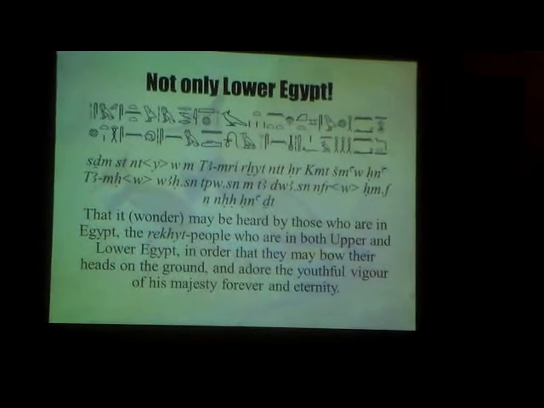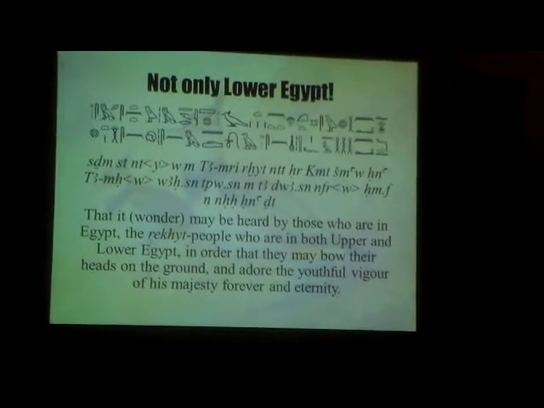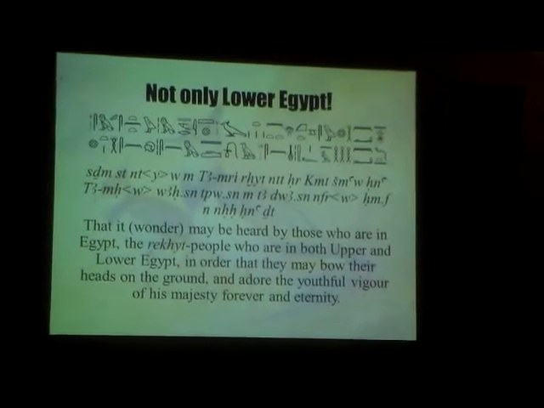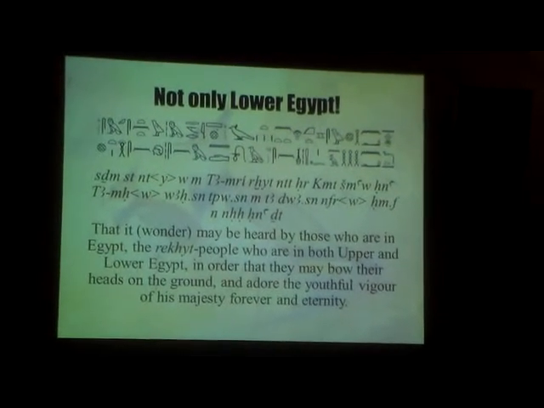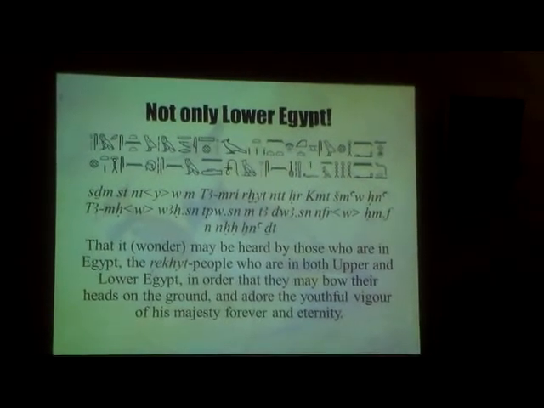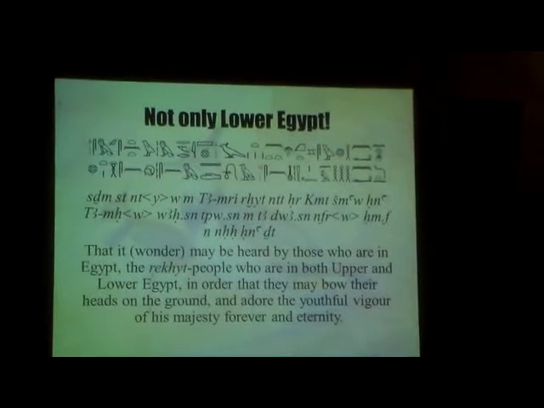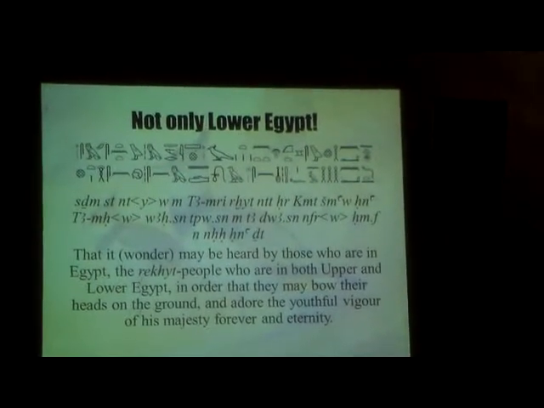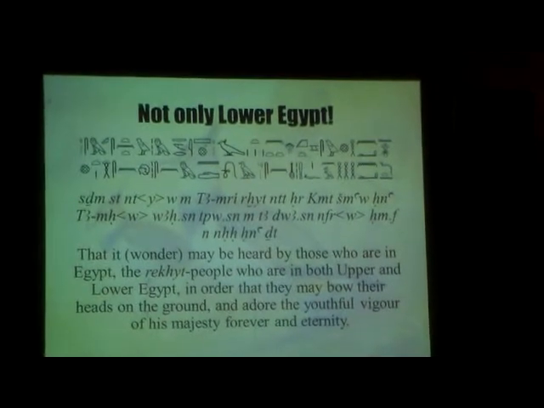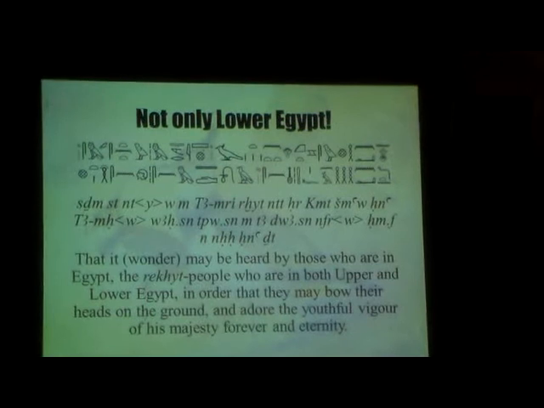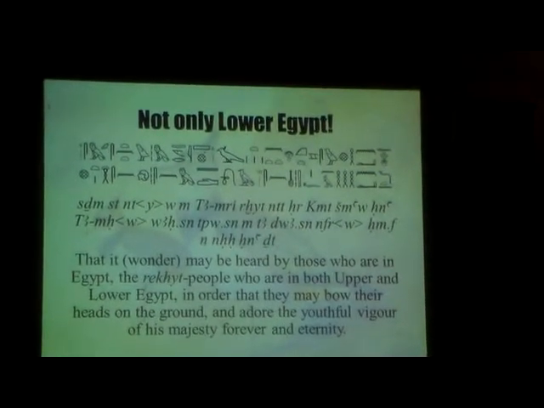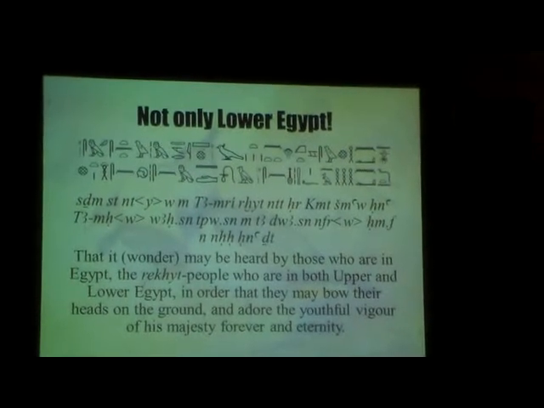And if we look at inscriptions, we see that they're present not just in Lower Egypt. Here's an inscription from the Wadi Hammamat, and it talks about one of the wonders which happened to the vizier Amenemhat in the 11th dynasty. And it talks about this wonder that had been heard by those who are in Egypt, the rekhyt people who are in both Upper and Lower Egypt. So very specifically, it's referring to the rekhyt people in both Upper and Lower Egypt. This is in the 11th dynasty.